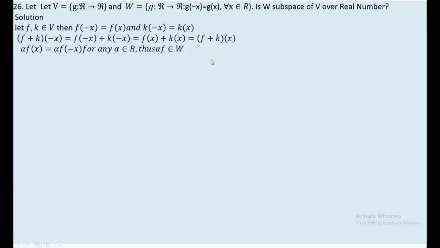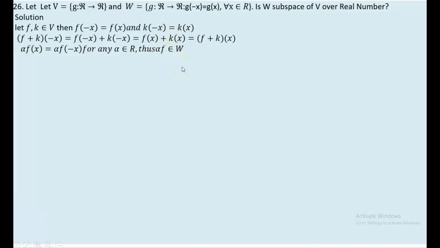So closure holds true in the case of addition. Now let's come to the scalar multiplication closure. Take an arbitrary real number alpha and multiply that by f. This is the same as alpha times f of minus x, because f is taken from W. So if f is taken from W, f of x is the same as f of minus x. So here alpha times f of minus x is going to come. So these two hold true. If this is so, alpha f is an element of W. So the first condition is satisfied, the second condition is also satisfied.